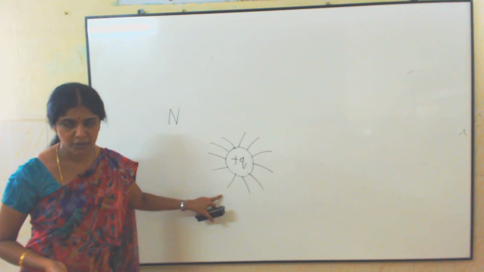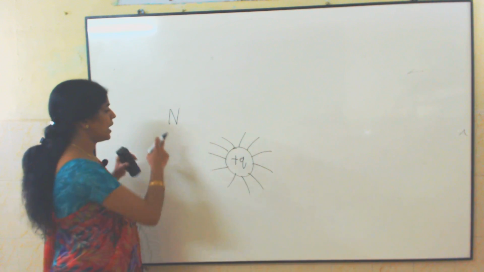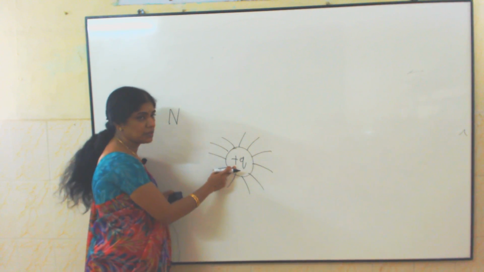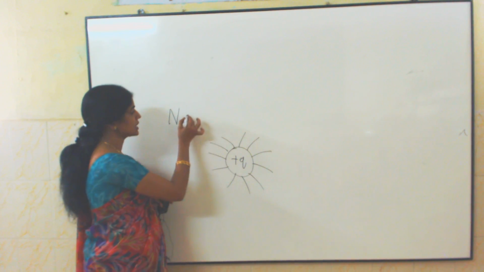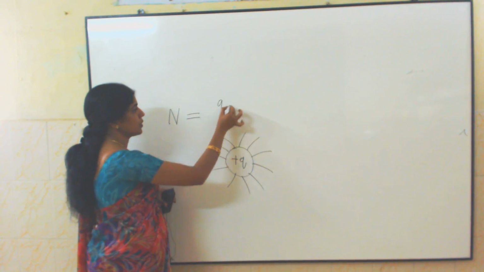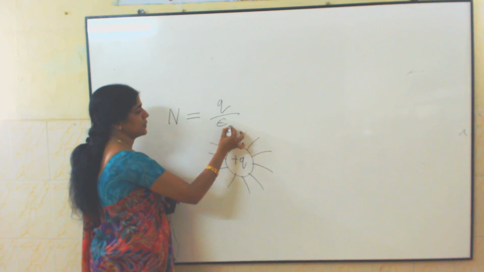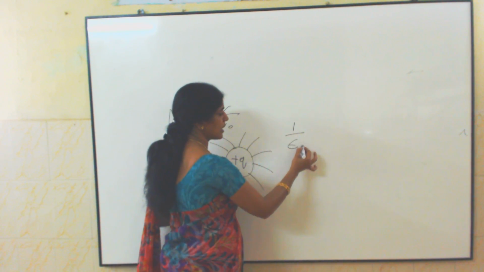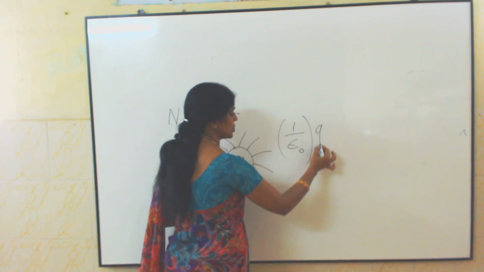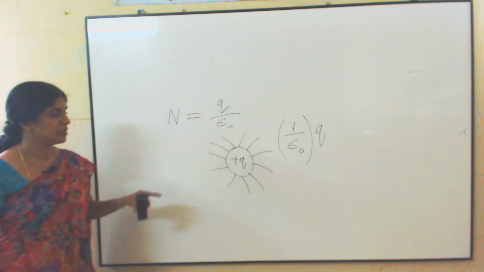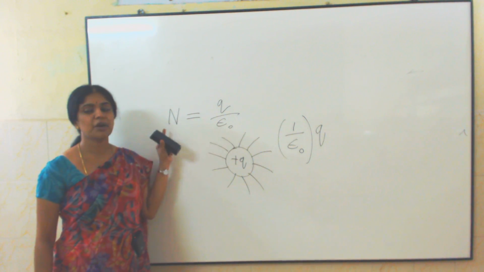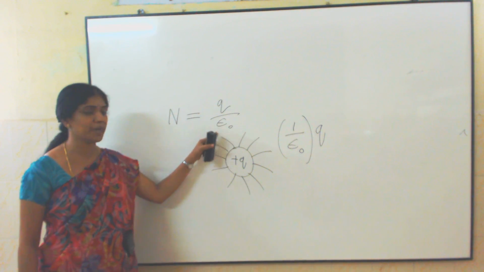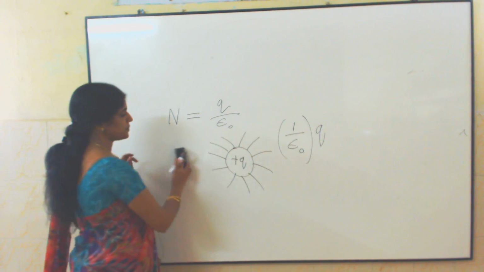Thus I can easily find out by a formula. Let n be the number of lines of force originated by a unit positive charge. It is given by n equal to q by epsilon naught. That is, it will give 1 by epsilon naught times the net charge q. So in this way, I can easily find out the number of lines of force originating from a unit positive charge. N equal to q by epsilon naught.